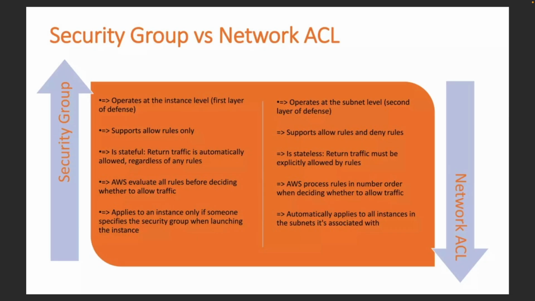Think of security groups as a bodyguard assigned to specific people, while a network ACL is a security checkpoint that everybody must pass through when leaving or entering the building.